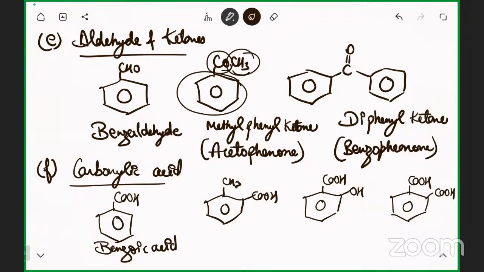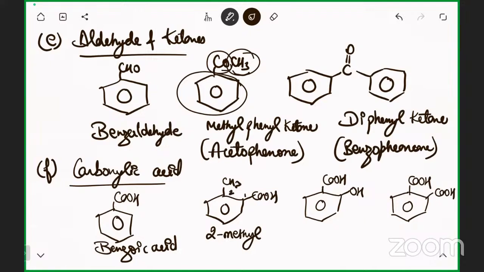Yes, this one. 1,2. Why 1,2? You have to mention the position of only one. That is methyl. 1 methyl, 2 COH, methyl. COH is the functional group. You have to give the priority to the functional group.